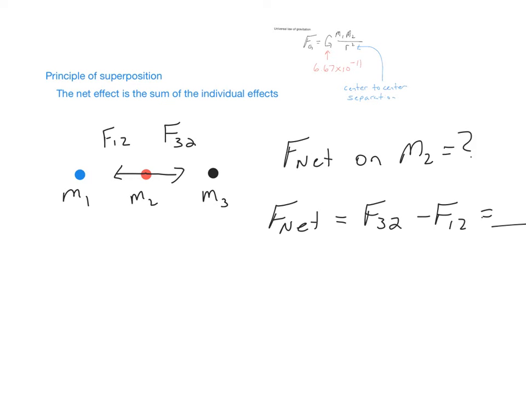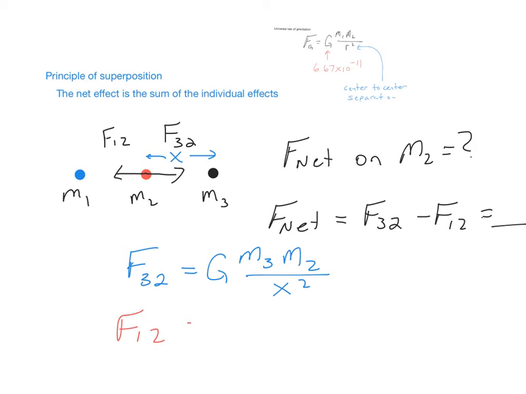Where this becomes more of a challenge is figuring out what force 3 on 2 is. To do that, we would have to use the law of gravitation. So for F, the 3 on 2, you would of course have to use mass 3 and mass 2 in your equation. And I'll call that x, which will be the distance between those two. You would also have to do that for force 1 on 2. Again, the only thing that changes is the mass. I'll call that R. Once you have those two, you can plug that in, and you'll get your answer.